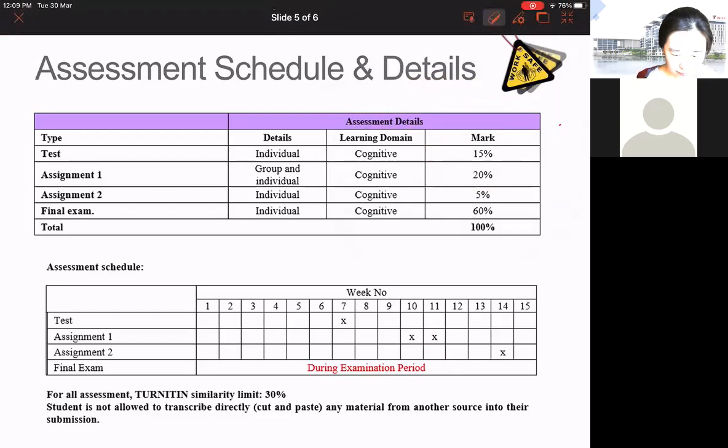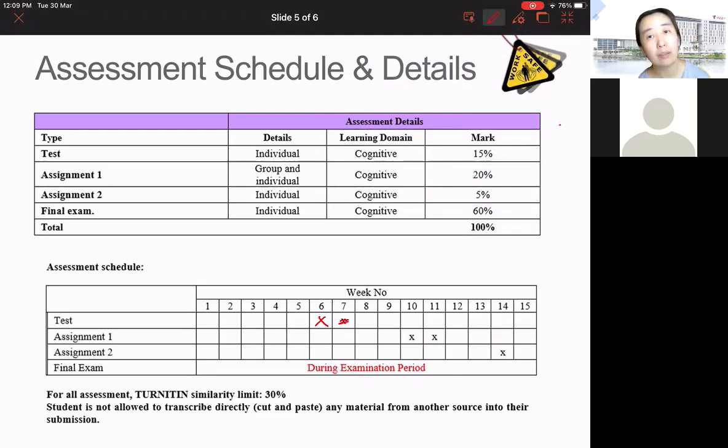Okay, so there will be one test in week 6 or week 7. It depends, but most of the time I will do it in week 6. We do it earlier because week 7 is where most of the lecturers will love to have their tests. So for me, I would rather do it slightly earlier.